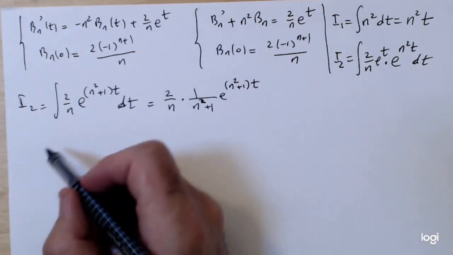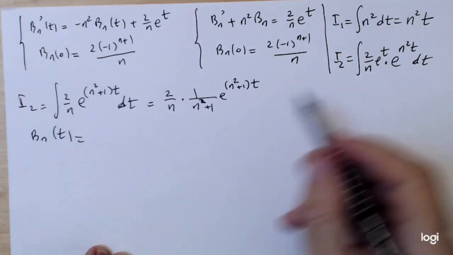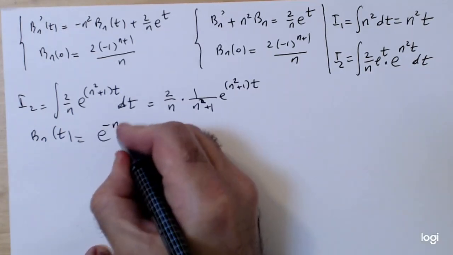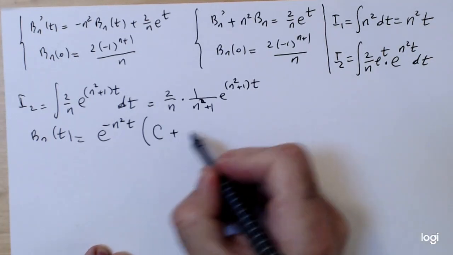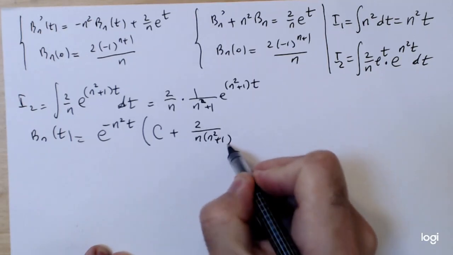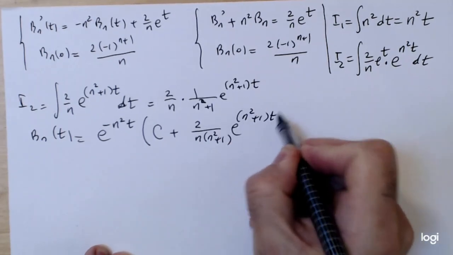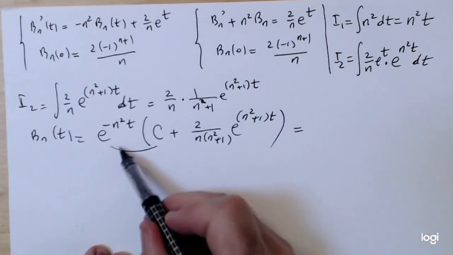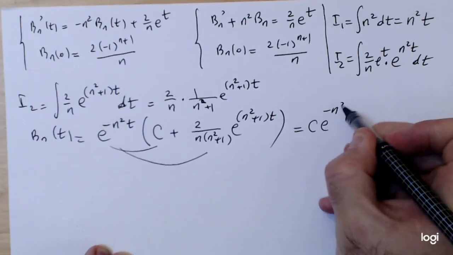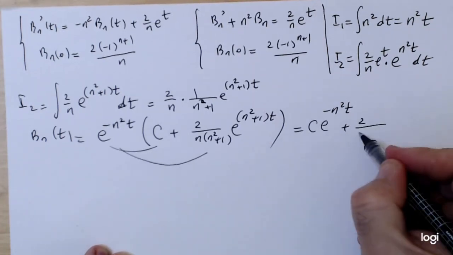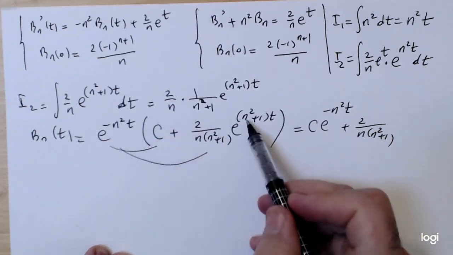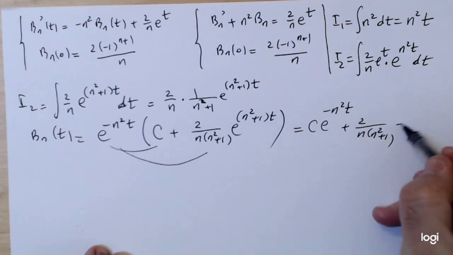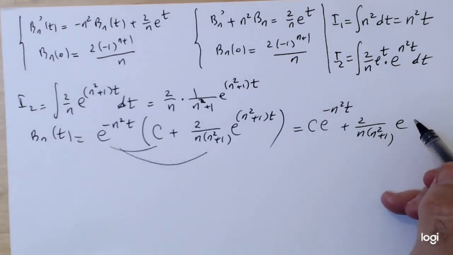And Bn of t, according to the formula, again, you should write that formula separately so you can see it in front of you. It's e to the minus I1 times c plus I2. Now distribute this exponential and we could simplify it: e to the minus n squared t plus n squared t plus t. That just leaves it as e to the t.